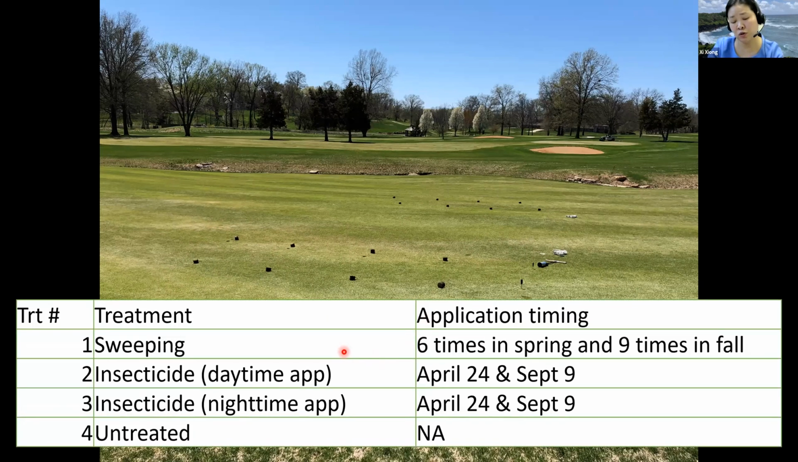Either we're going to use sweeping. We're going to sweep them 6 times in the spring or 9 times in the fall, because in the fall, based on our earlier biology data, we have a bigger window for adult activity. And we also use Talstar bifenthrin as our representative insecticide to spray. We either spray them in the daytime or the nighttime. The rationale is that at nighttime more billbugs come up to the surface, and because this insecticide works by contact, we might get better efficacy. It was sprayed either in the spring or the fall, because we do have 2 peaks. Remember, one is spring, one is fall.